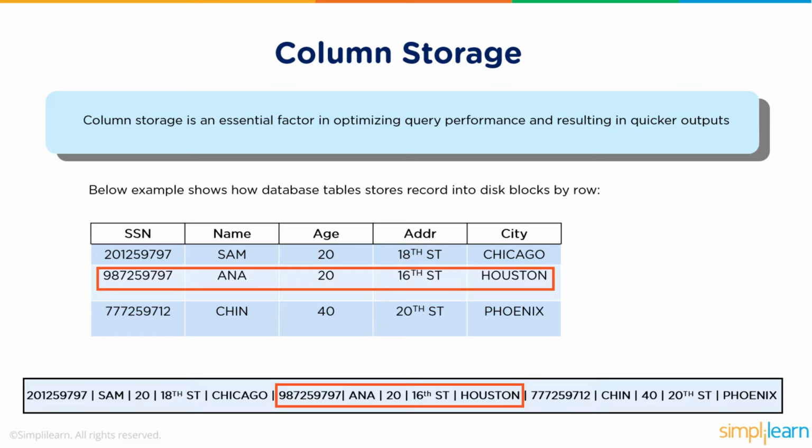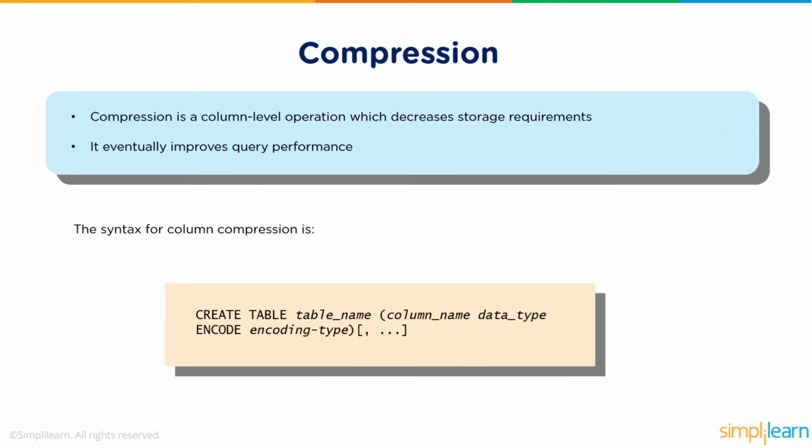One of the examples is mentioned here. The below examples show how database tables store records into disk blocks by row. Here you can see that if we want to pull out some information based on the city, address, or age, we can create a filter, and from there we can pull out the details that we require, and that is going to fetch the details based on the column storage. That makes data more structured and streamlined, and it becomes very easy to run a query and get the output.